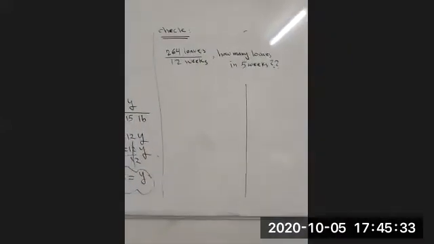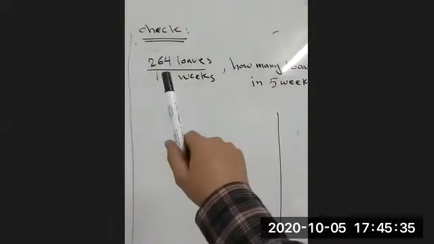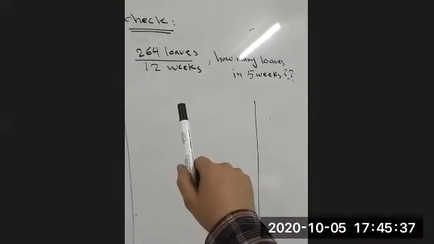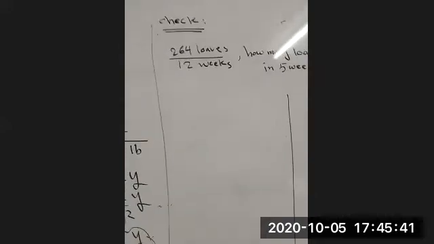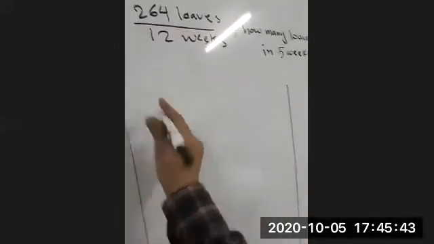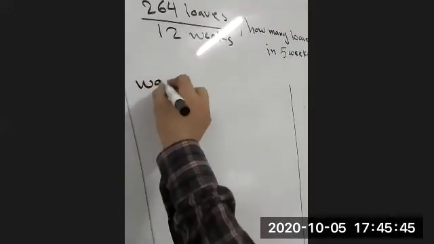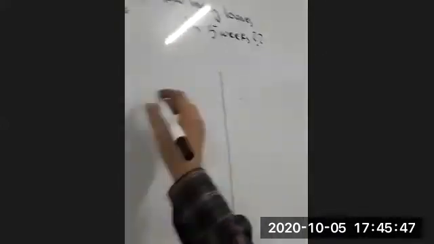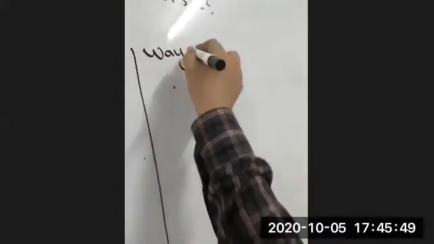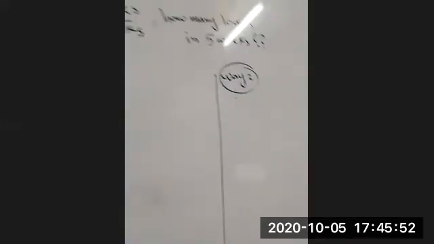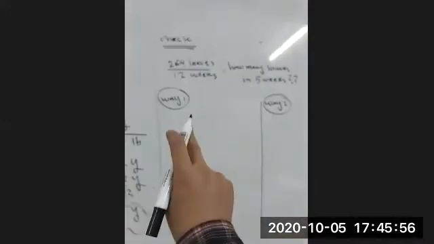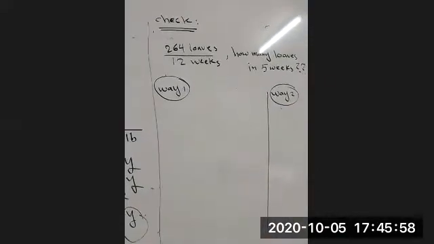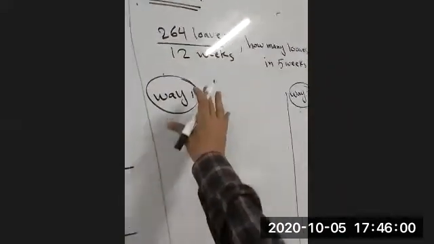Yes, mister. Abdul Hamid, can you help me here? I have 264 loaves in 12 weeks. I want to know how many loaves are sold in 5 weeks. We'll do it in 2 ways also, so you choose what you want. The way which you feel is easier for you, you can choose it. You can find the unit rate, way 1. What do we need to do in way 1?